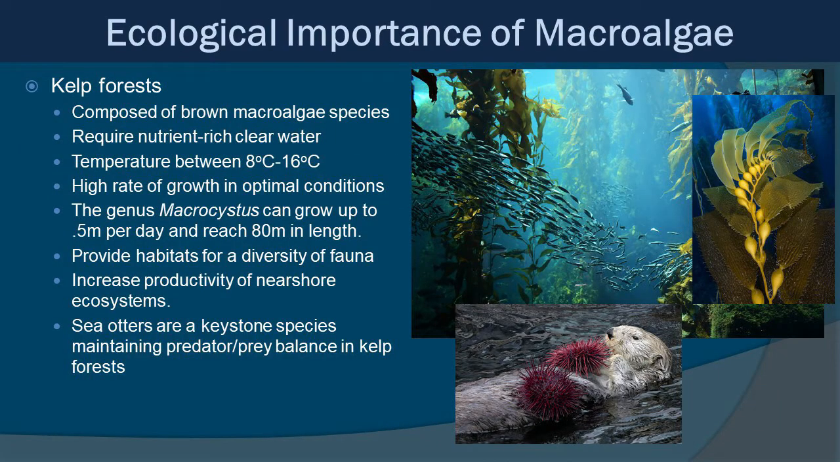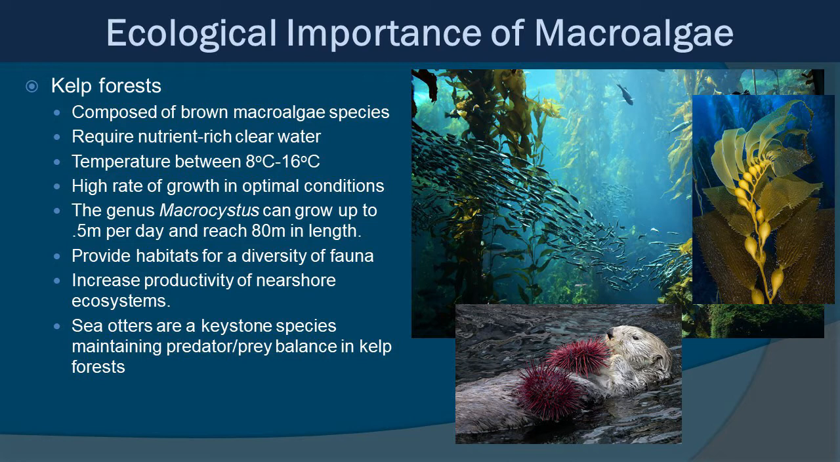When we talk about the ecological importance of macroalgae, one of the poster children for that would be the kelp forests. Kelp forests are found on the west coast of North America, all the way up and down the California coast, up through Canada, and they are composed of brown macroalgae species. They require nutrient-rich, clear water to really do their thing, and it's pretty cool, between 8 and 16 degrees Celsius. The rate of growth in optimum conditions can be incredibly high. One genus, for example, can grow up to about 0.5 meter a day and reach up to 80 meters in length. That's pretty incredible growth.